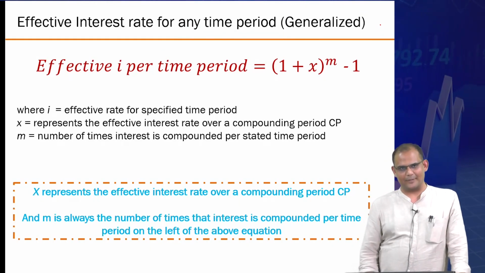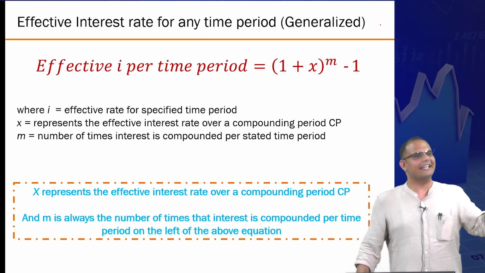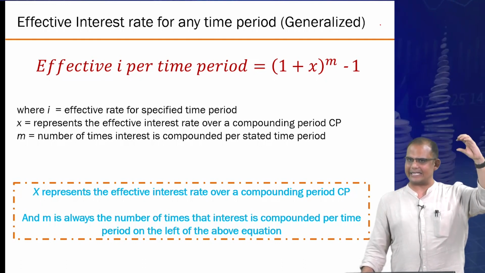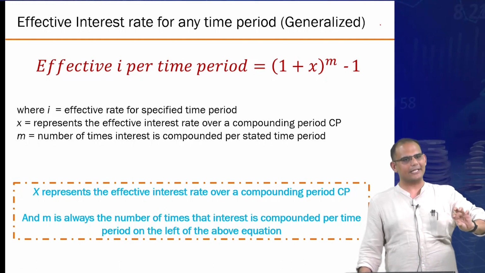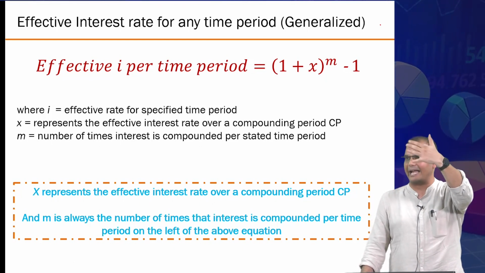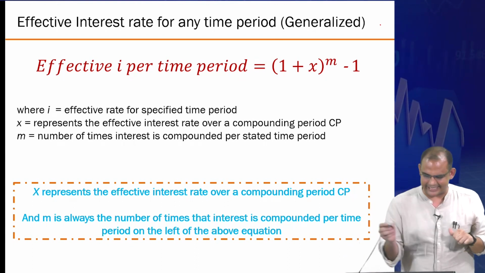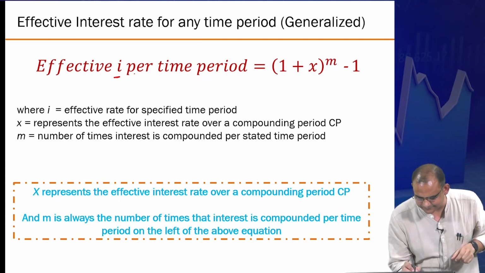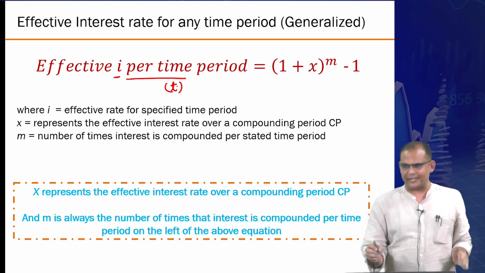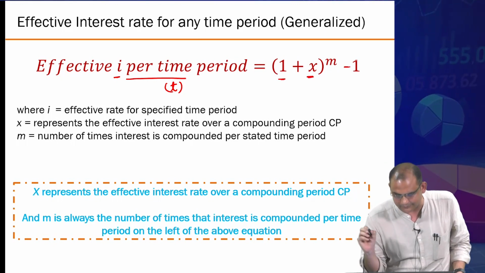I'm going to make it more complicated. So far we were doing it on a yearly basis. The transformation was from a nominal yearly interest rate. We came down to the compounding period effective rate. We transformed it back to an effective annual rate, right? I am generalizing the formula now, which says effective I for any time period, let's say t, can be denoted using this formula, 1 plus x to the power m minus 1.